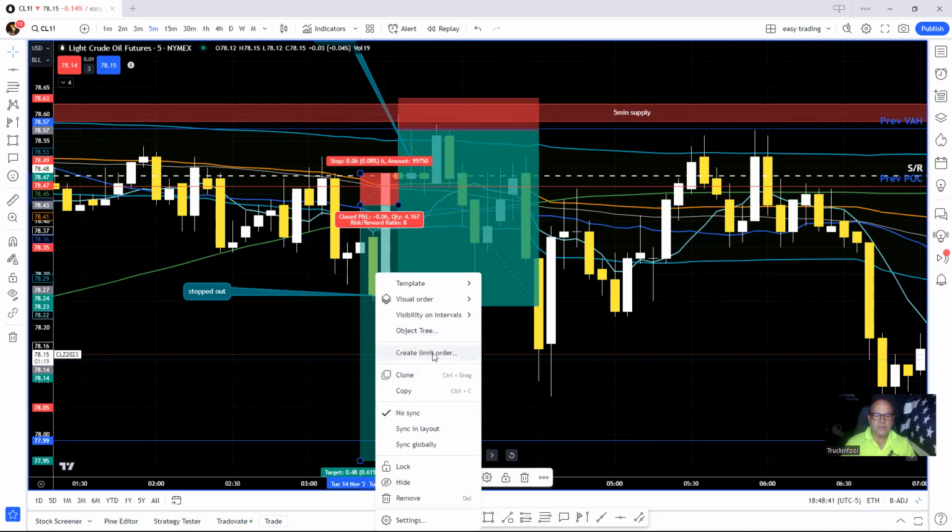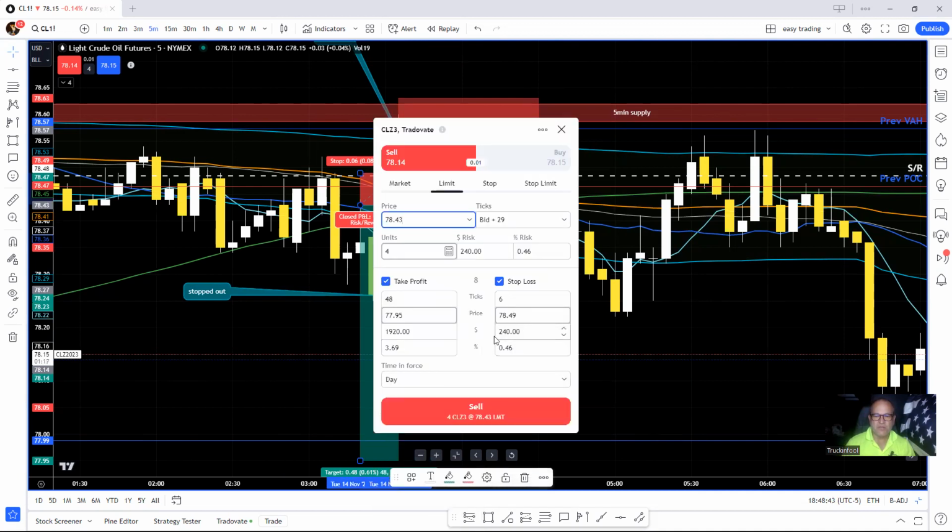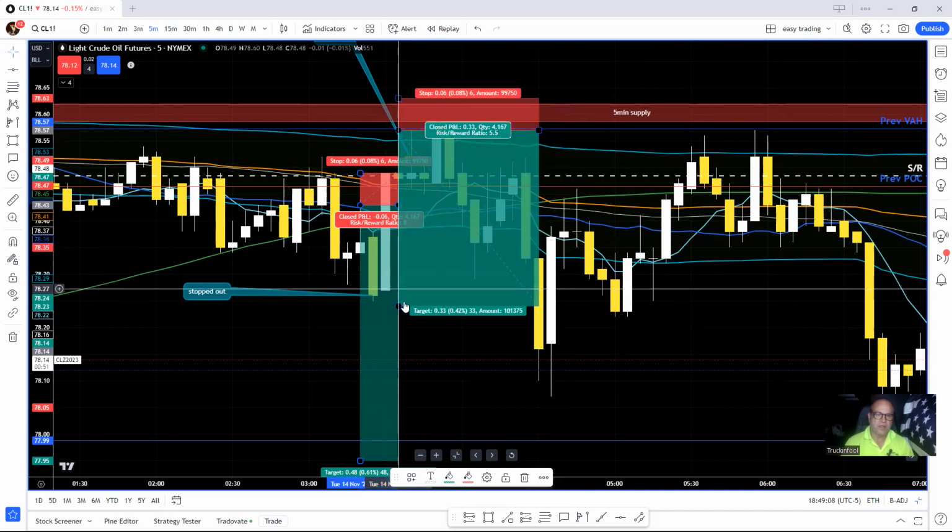On all of our trades, we try not to risk more than $240. Sometimes that gives us multiple contracts. Sometimes, depending on the stop loss size, it only gives us one contract. But that would have been a very good trade at 3 o'clock in the morning, right before I went to bed, for $2,000. Had it worked out, it did not. No worries. Move on to the next one.